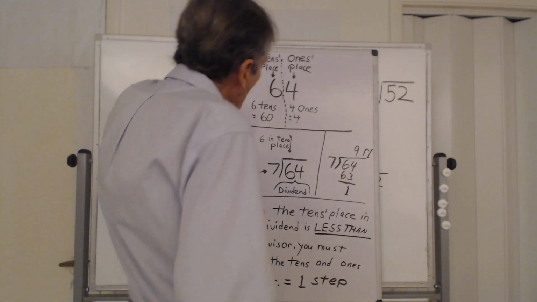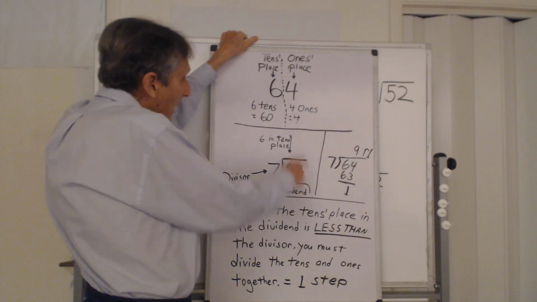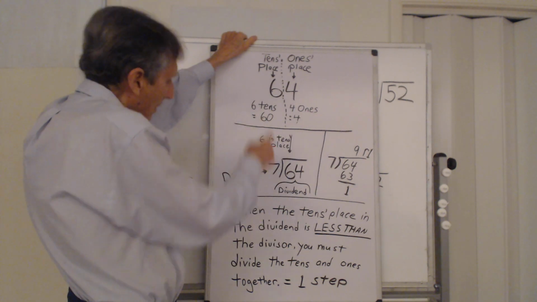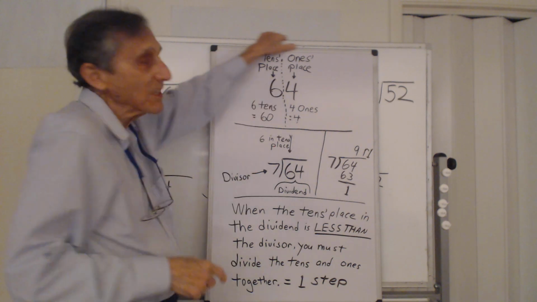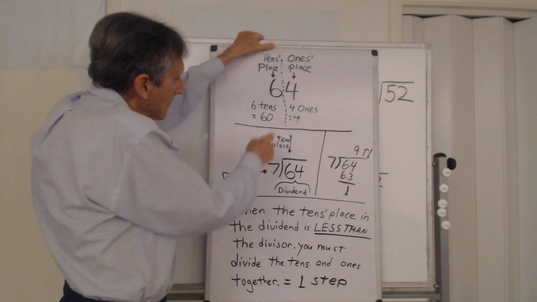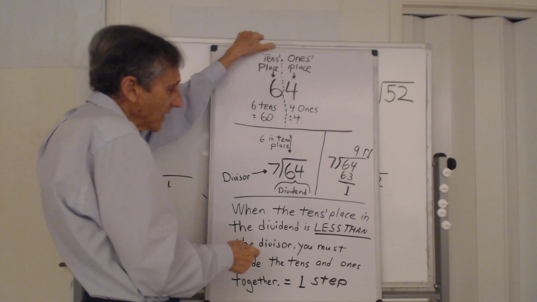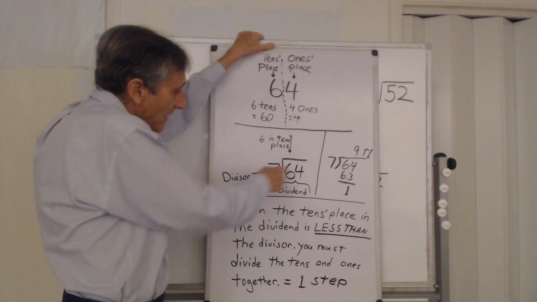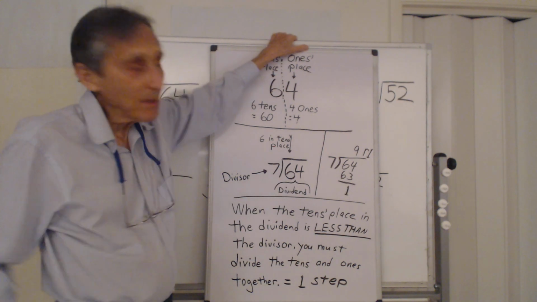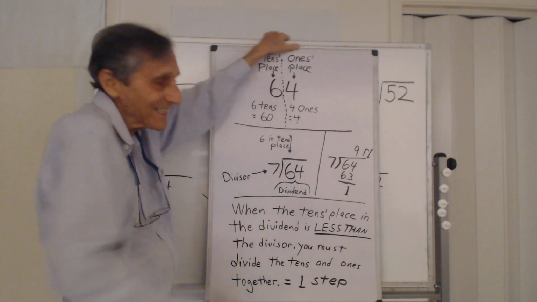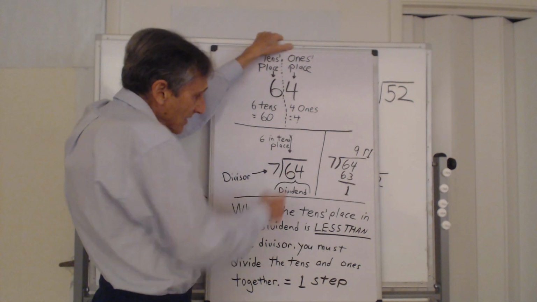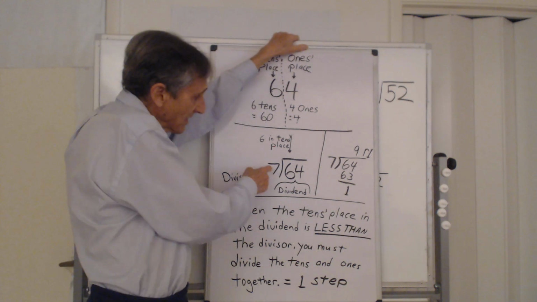We will start with 1-step. Look at the tens place in the divisor and the tens place in the dividend. There it is, the tens place in the dividend is less than the divisor. Then you have to divide the 2 numbers together, because there are no 7s in 6. There aren't any. There's 0. So you can't divide 7 into 6. So what do you do? You divide 7 into 64.